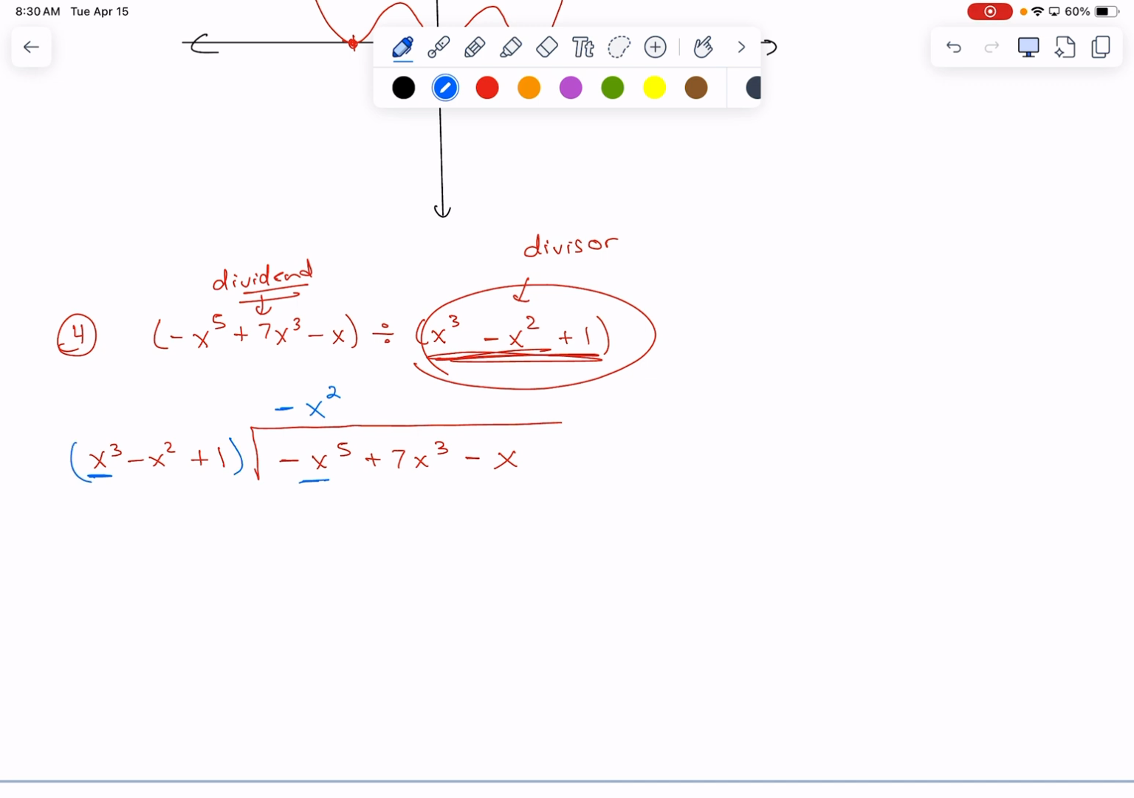Here we go. So you're going to have to go negative x squared times x cubed. That's going to give me negative x to the 5th, and those first ones should match up. If they don't, you did something wrong. They better match up. Then you're going to have to take negative x squared times negative x squared, which will be positive x to the 4th. Okay, then you're going to have to take negative x squared times 1, which is going to give you a negative x squared.